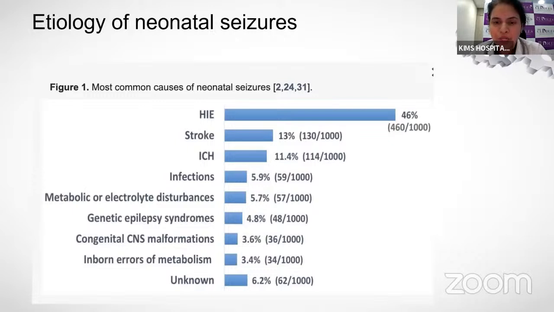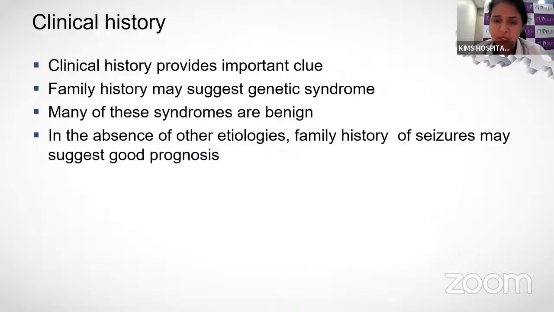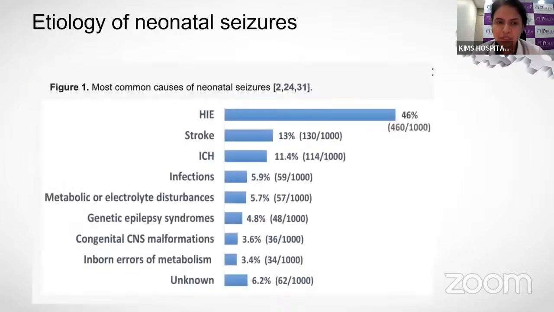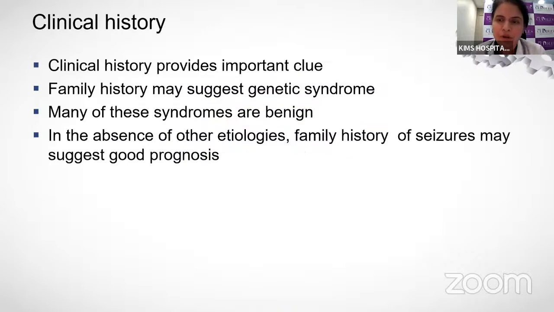So this slide again reiterates the same message and again brings in the point that HIE-related seizures account for by far the maximum proportion of neonatal seizures as an etiological group, followed by neonatal stroke. So now how do we assess or evaluate a newborn who presents with seizures? Of course, the importance of history cannot be understated, even though we have an entire armamentarium of diagnostic interventions that are available to us today.